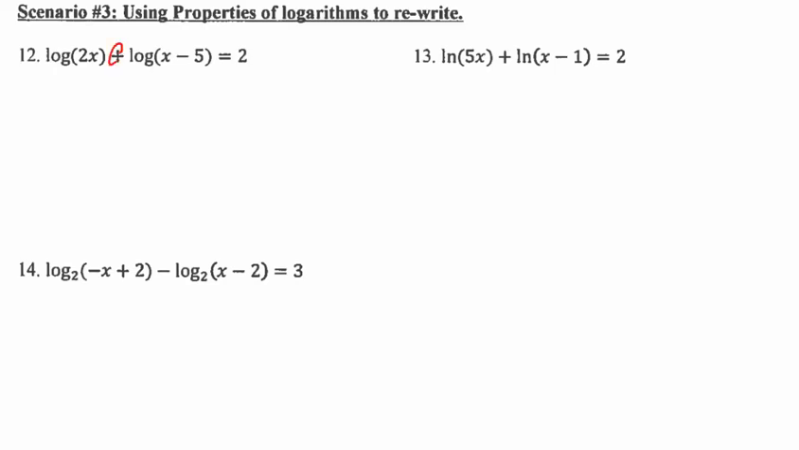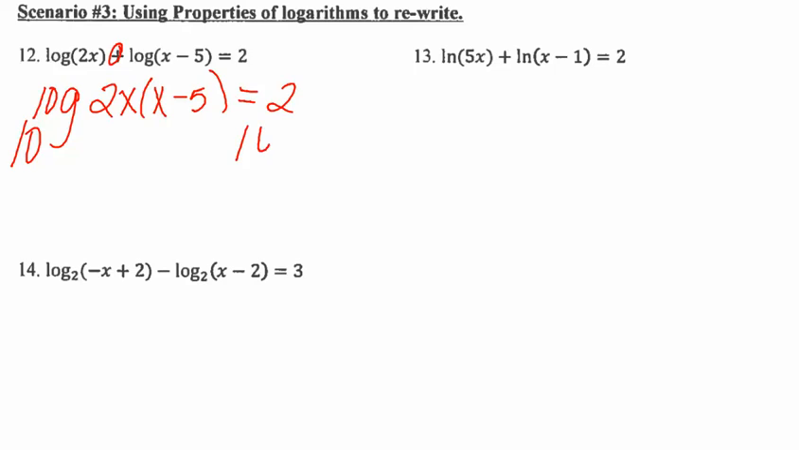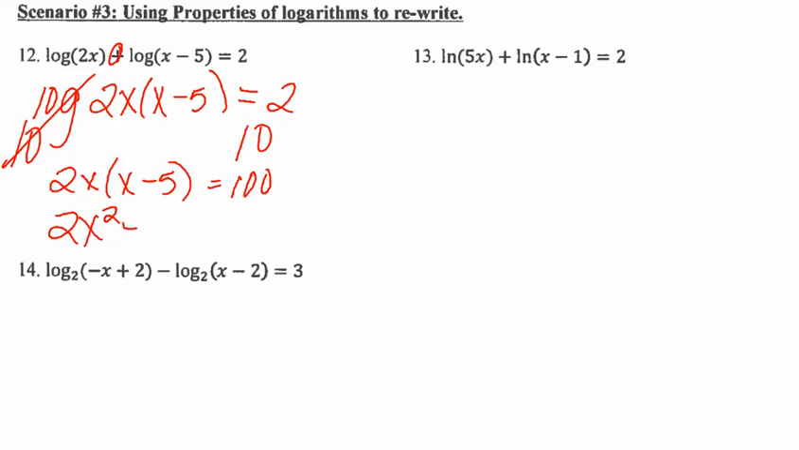So remember, the log property addition just turns into multiplication. So I can say this is log of 2x times x minus 5 equals 2. And now that I only have one log left in my problem, I can take the inverse of it. So this log has a base of 10, so I'm going to raise that as an exponent, 10 to that power. So the log and the 10 cancel out, so I'm left with 2x times x minus 5. And then here I have 10 squared, which turns to 100.